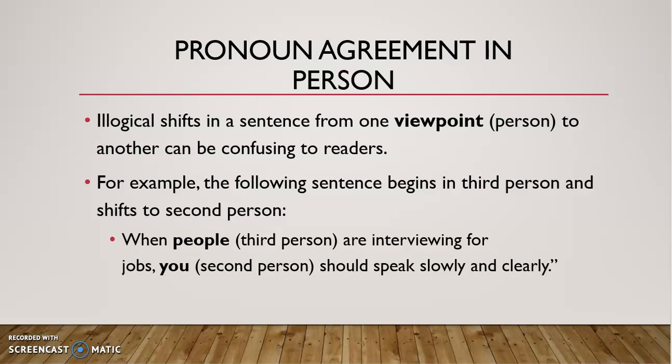When it comes to pronoun agreement in person, understand that illogical shifts in a sentence from one viewpoint to another can be confusing to readers. For example, the following sentence begins in third person and shifts to second person. When people are interviewing for jobs, you should speak slowly and clearly. That is a little bit confusing, right? The more appropriate way would be, when people are interviewing for jobs, they should speak slowly and clearly.